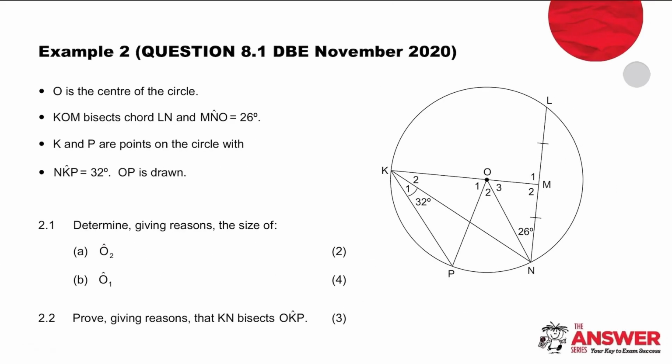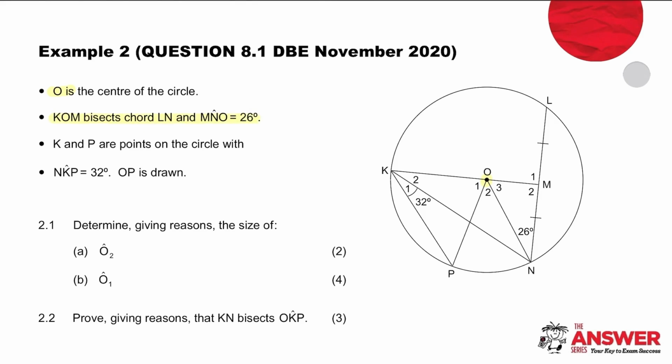In example 2, we have to reset. So you can't take everything that you're thinking from example 1 into example 2 because it is a new question. So slow yourself down a little bit, reprocess. O is the center of the circle, mark it off on the sketch. KOM bisects a chord, and we have a given angle.